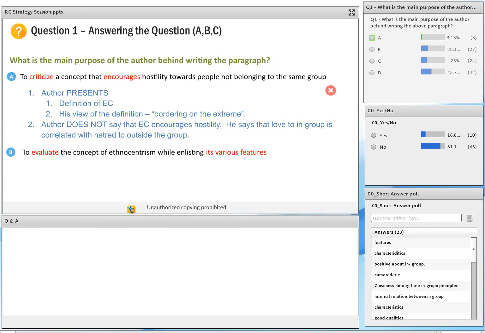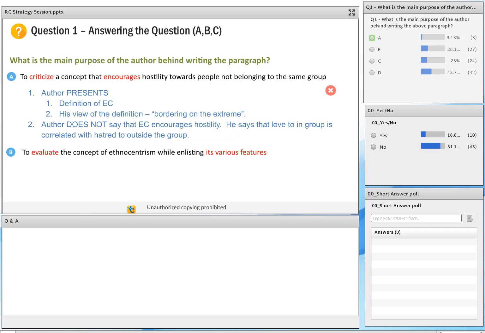Now let's take a look at choice 2. To evaluate the concept of ethnocentrism while enlisting its features. Now, quite a few of you selected this choice, 27 of you here. Okay. Now tell me, what are you doing when you're evaluating?